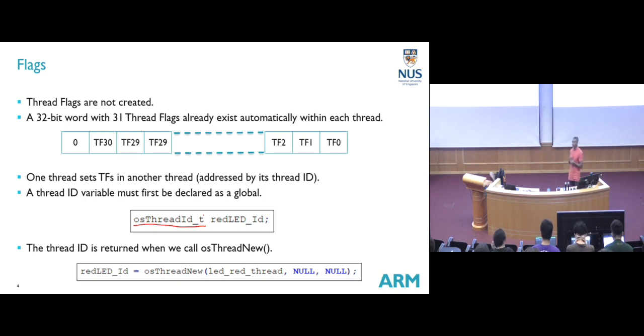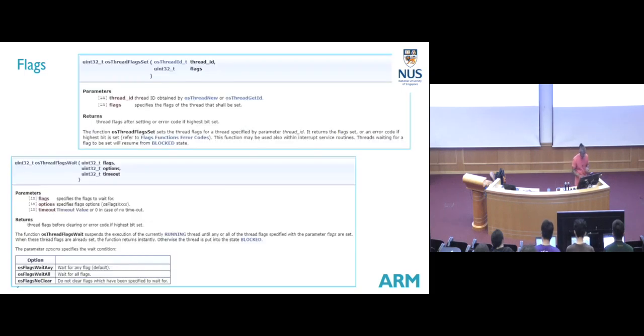Okay, so you need to now create a new global variable under the data type osThreadId_t, and you can use this ID to reference the thread and the thread flags. So whenever you call osThreadNew, the return value is a thread ID, which you now capture. Once I capture it, I can use it. Now how can I use it?